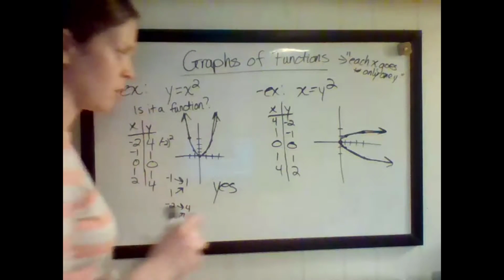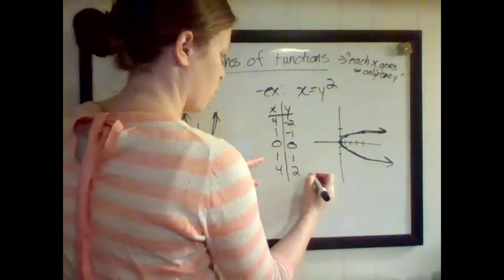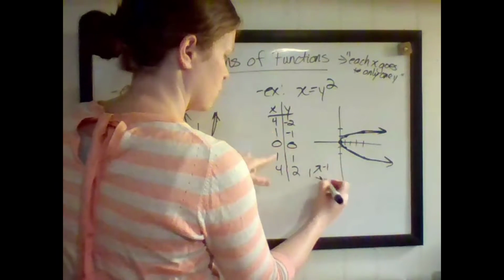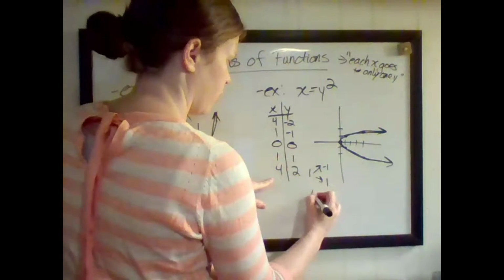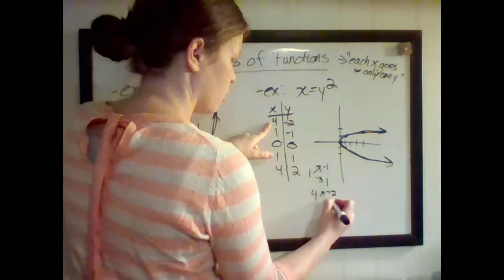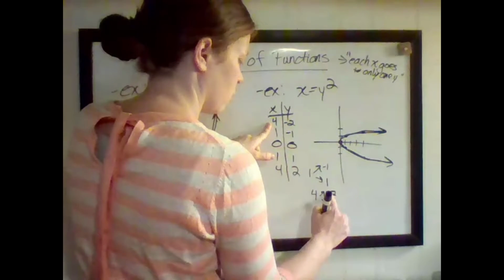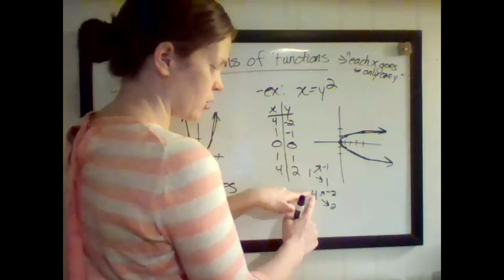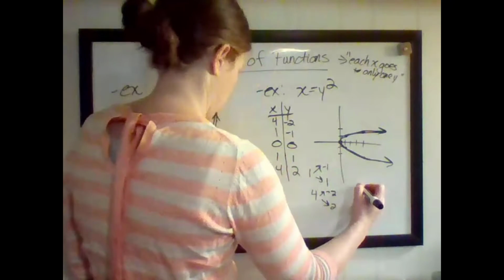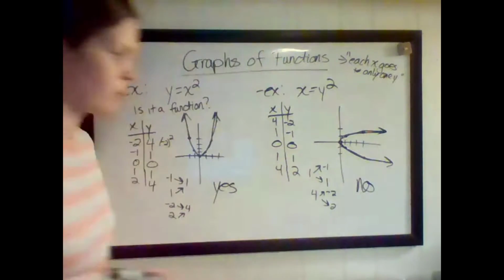So that means, now let's look at this. Let's go to the x of 1. 1 goes to -1 and it goes to +1. The x of 4 goes to -2 and it goes to +2. So this is not going to be a function because this x goes to two different y's. This x goes to two different y's. So no, not a function.